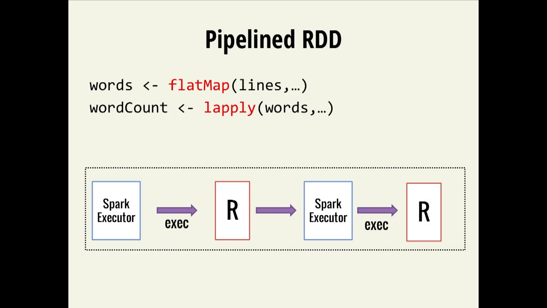So going back to our word count example, we saw a chain of transformations, like doing a flat map and then doing a lapply. A naive way to implement this would be, for every such function that we hit, we fork R, we run that particular function, and then we come back to the Spark executor. So in this case, we would be forking R twice.